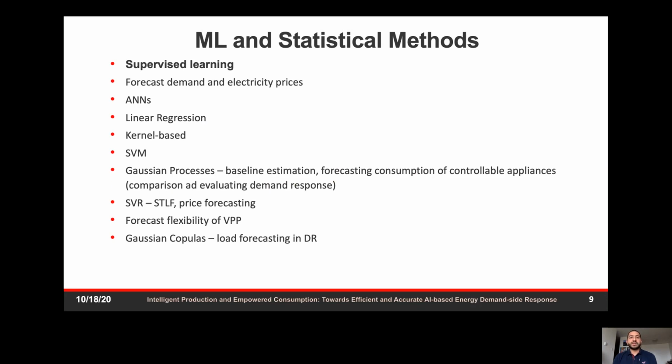Now, machine learning and statistical methods that have been used with demand-side response are many. So supervised learning is one big field and one very big area that can be explored for demand-side response. Now, supervised learning in a nutshell, we're trying to learn the mapping between an input vector and outputs. So if I give you a certain input, what will the output be? And provided that there's an existing labeled set of input-output pairs.